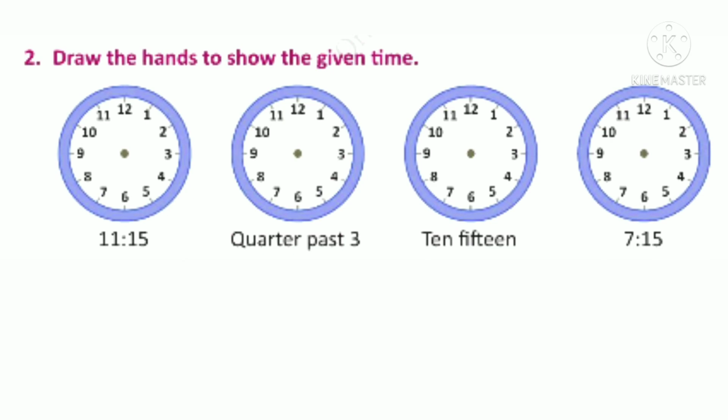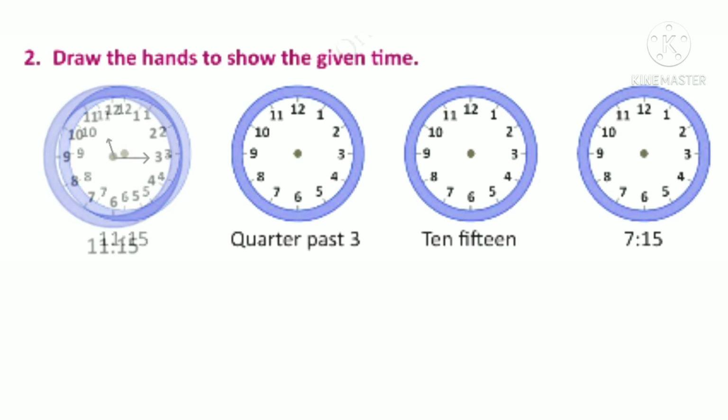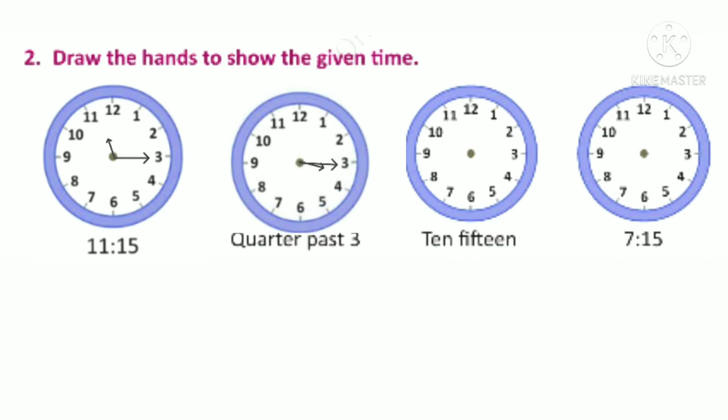Let's see the second one. Draw the hands to show the given time. First one 11:15. How to draw it? Yes, the hour hand should be just after 11 and the minute hand should be at 3. And the second one quarter past 3, which is 3:15. Hour hand should be after 3 and the minute hand should be at 3 also. Like this, you can draw the hands for the clocks.